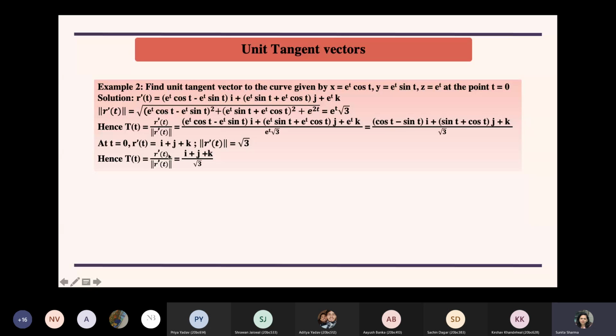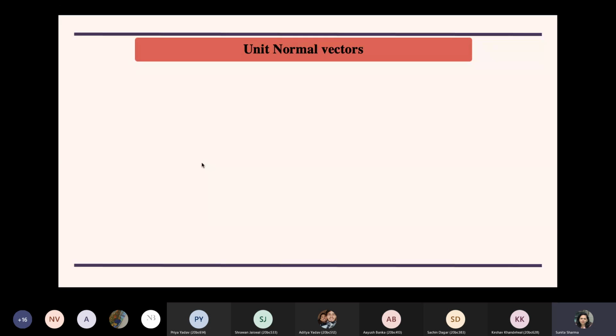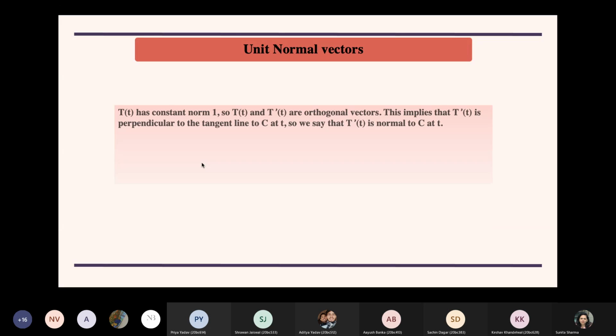Anyone having any doubts in this question? No. Okay, so I'll move to the next topic, which is finding unit normal vectors. Now, the unit tangent vector, as obviously the name says and the way we have constructed it, being a unit vector means that it will have a constant norm, or the norm magnitude will be 1.